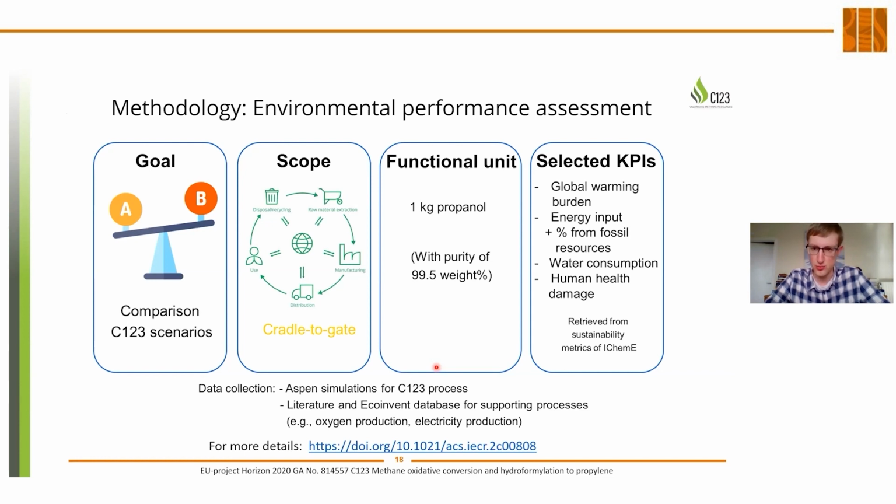We have selected different key performance indicators for the comparison, such as global warming burden, the energy input, water consumption, and human health damage. Then finally, for the data collection, we have done some simulations in Aspen to derive mass and energy balances for the C123 production steps. And then for the supporting processes, data was collected via the literature and the EcoInvent database. The next slide, please.